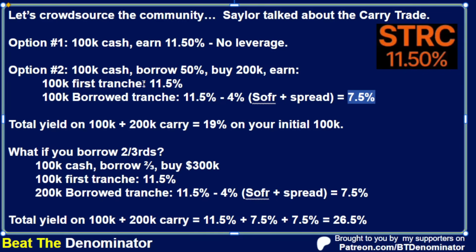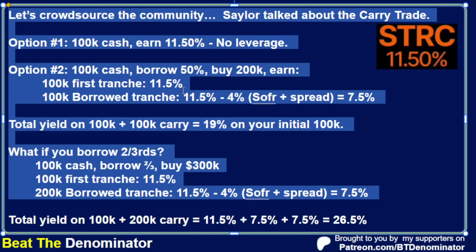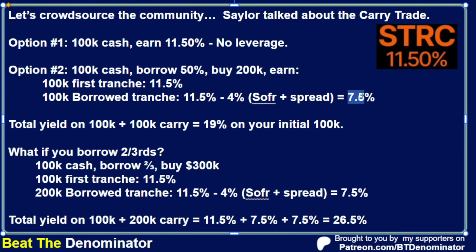So what's the total yield if you were to do that? Total yield would be 100K plus 100K of carry. That would be 19% initial yield. On your first 100K, you would earn 19% yield. Why? Because on your own 100K you earn 11.5%, and then you earn 7.5% on top, which is the yield that you earn on the borrowed money. It's your arbitrage money. So 19%, right? Pretty good.